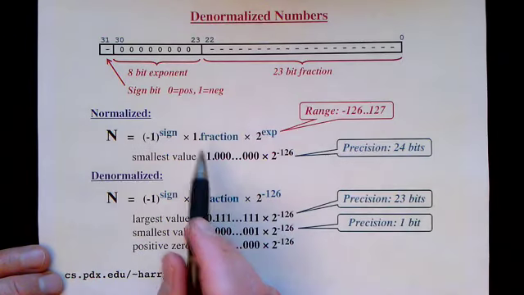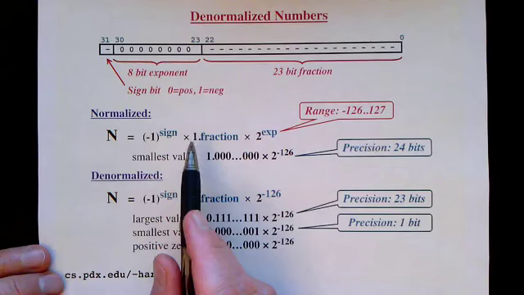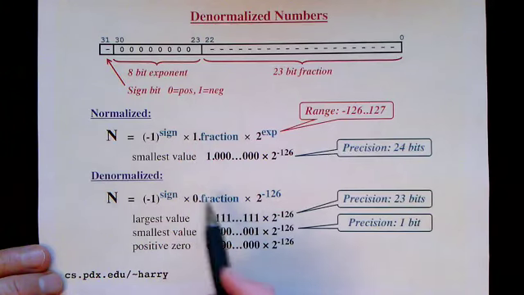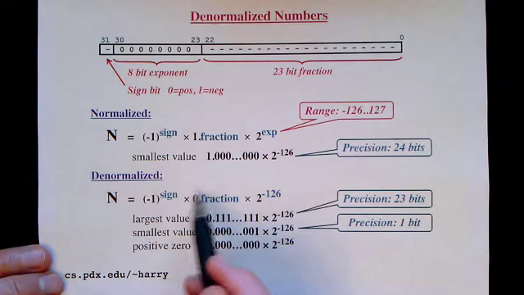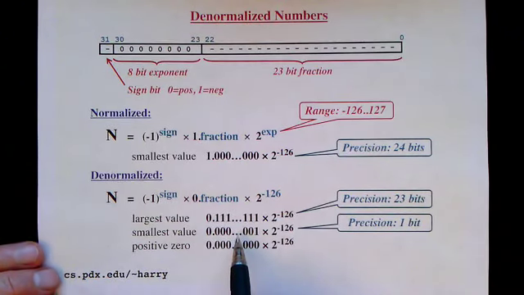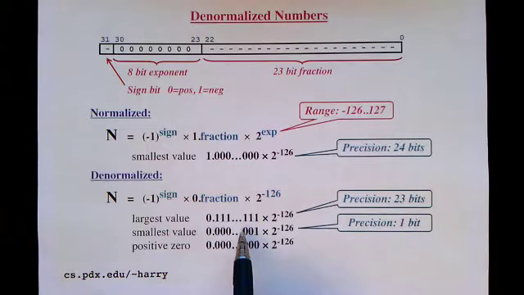With the normalized number, there's no way to represent 0 because we have a 1 in there. We always have that 1. But with the denormalized numbers, we get rid of that assumed 1, and that allows us to represent 0, as well as get a few extra numbers in there.